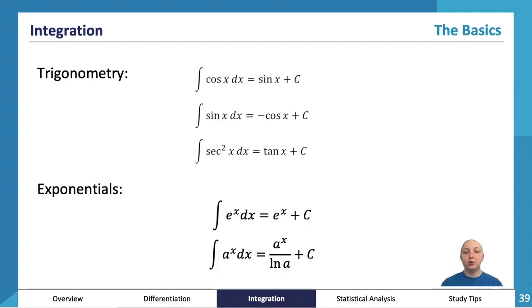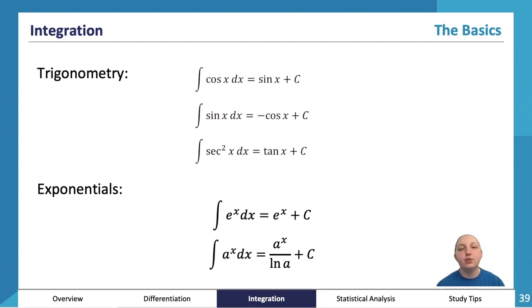Then some more basics. The integral of cos x is going to be sine x plus c. The integral of sine x is going to be negative cos x plus c. The integral of sec squared x is tan x plus c. You will see that this is like the opposite of your differentiation, because we're going the other way.